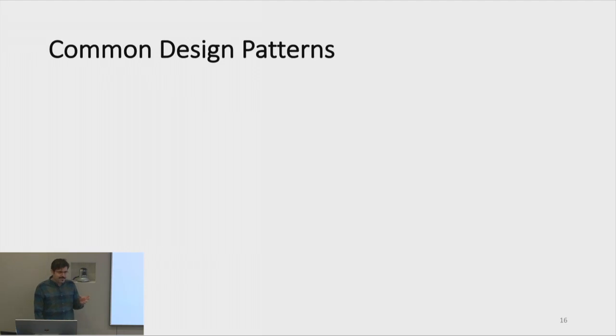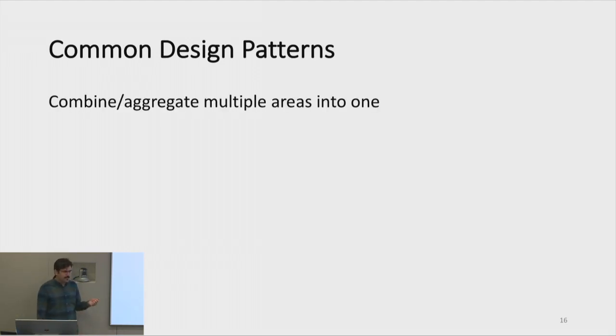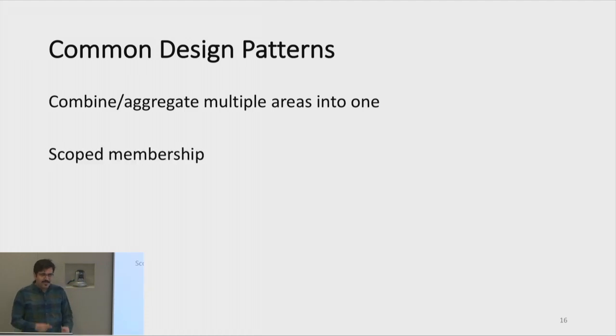So the common design patterns that we commonly use, there are a couple of very simple ones. One is combine, aggregate multiple areas into one. So we have multiple publication lists, you might think of it. And one thread, who is the combiner, will combine them into one republished area. This is just to mimic a multi-writer scenario, but in a different way.